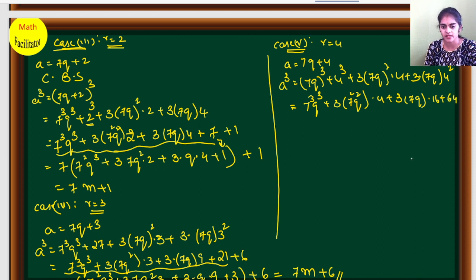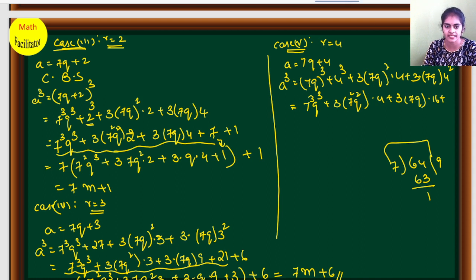I'm writing it here, but 64 is greater than 7. So how can I write 64? I can write 7 nines are 63, so 1 is a remainder. So 7 into 9, I have to write it here. So 64, I can write it as 63 plus 1.